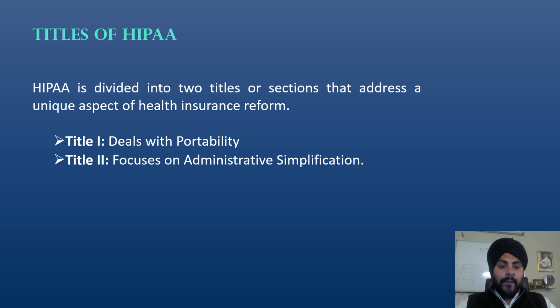What are the titles of HIPAA? It is divided into two titles and sections which address a unique aspect of health insurance reform. Title 1 deals with portability, and Title 2 focuses on administrative simplification. So in the coming slides I am going to tell about the titles.